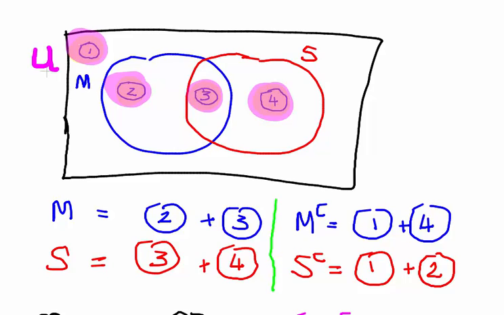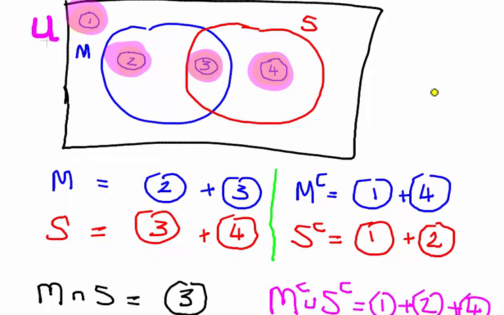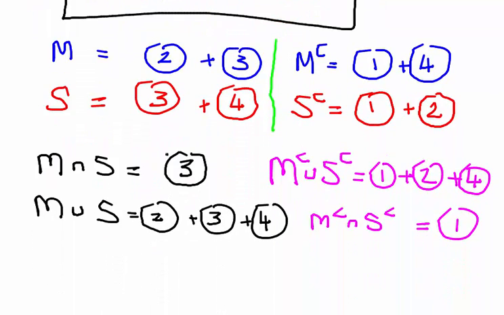So we can describe M in terms of the composition of these regions. M is the regions 2 and 3. S is the regions 3 and 4. And we can look at the complements. What is the complement of M? It's 1 and 4. And the complement of S is 1 and 2. And S is comprised of 3 and 4, in case I haven't said that already. So this is straightforward enough.